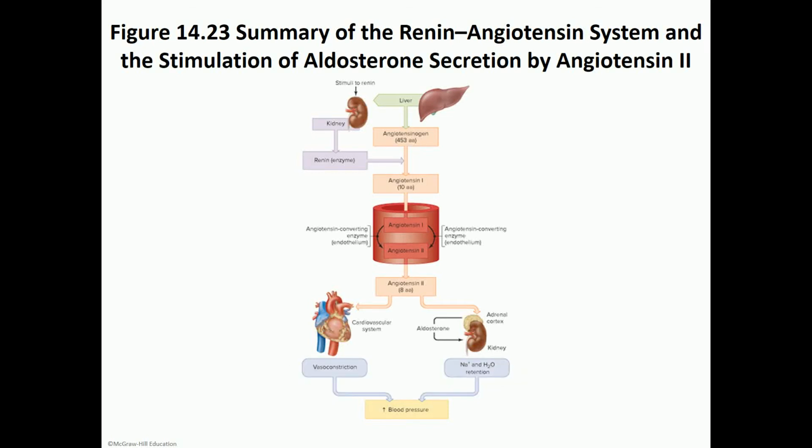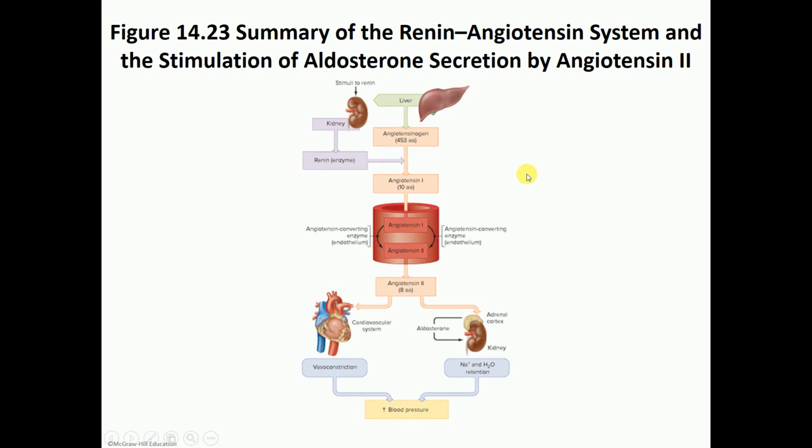In this part, we'll talk about the effects of different hormones. We'll also talk about the homeostasis of ions and pH levels, and then we'll end up discussing a couple of renal diseases. So first off, the renin-angiotensin system.